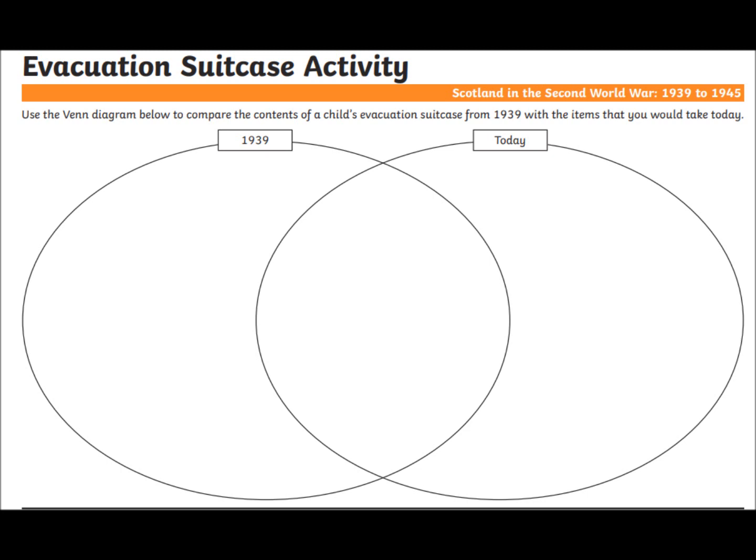So that is the last activity for today, to complete this Venn diagram for your suitcase. Once you've done that, you can upload a picture to Teams and I'll have a look at it there.